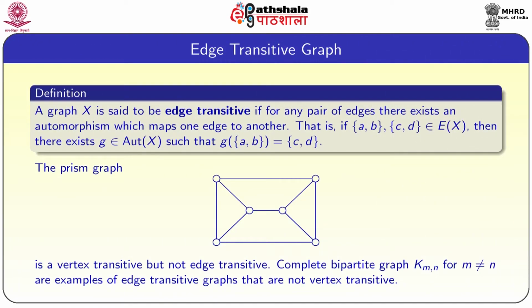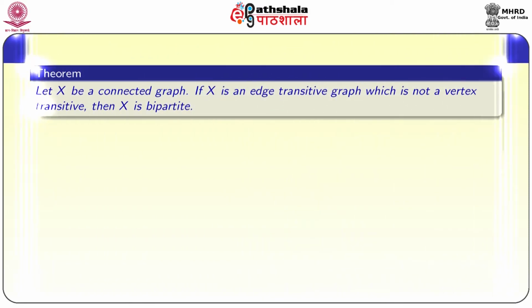Complete bipartite graphs K_{m,n} for m not equal to n are examples of edge transitive graphs that are not vertex transitive. Theorem: let X be a connected graph. If X is an edge transitive graph which is not vertex transitive, then X is bipartite. So this theorem is characterizing the graphs which are edge transitive but not vertex transitive: they are automatically bipartite graphs, there are only bipartite graphs.